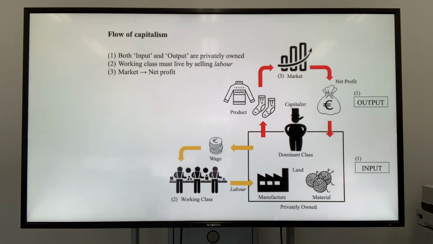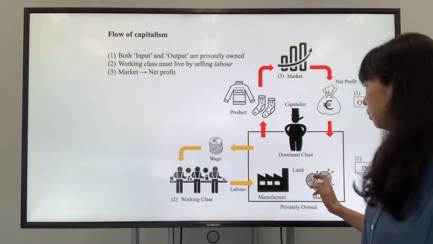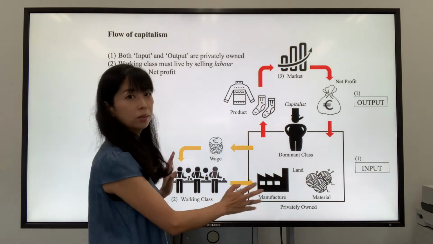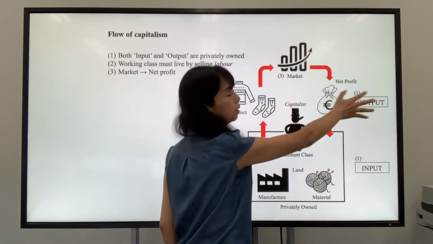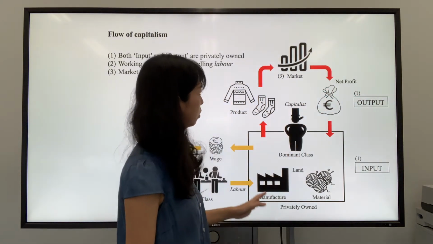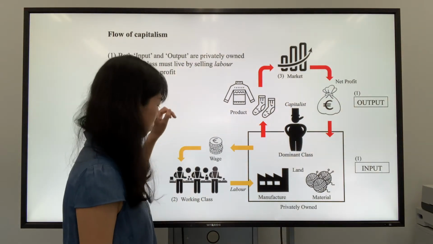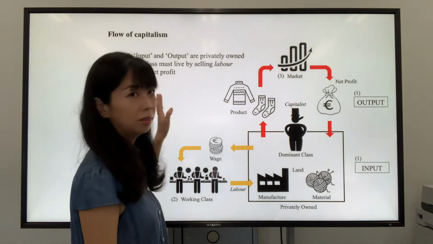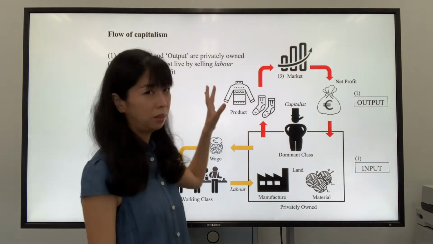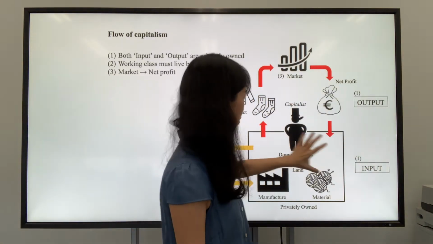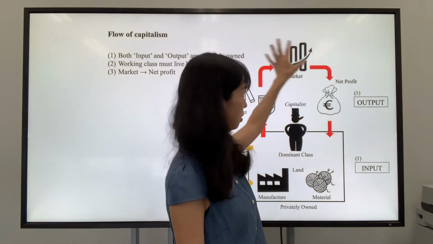And this diagram here shows the flow of capitalism. To understand this diagram, this here is the input, and this part here is the output. I'm going to explain one by one what it means. The most important thing you need to understand in terms of the flow of capitalism is, first of all, you have the input, which is here, and you have the output, which is here.